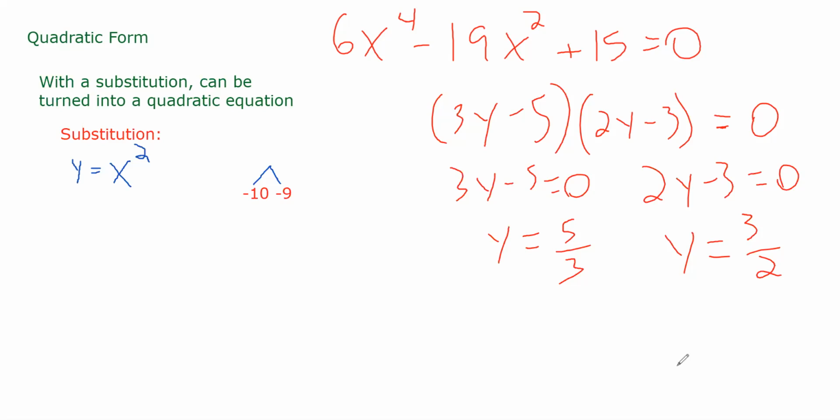Add 3, divide by 2. But our original variable was not y, it was x. So now what we can finally do is undo the substitution. Oh boy, substitution's an unfair word to spell sometimes. We can undo the substitution, and what I mean by that is we need to get back in terms of x. Since y is equal to x squared, I'm going to reapply x squared. And now x squared is equal to 5/3. And on this one, x squared is equal to 3 over 2.